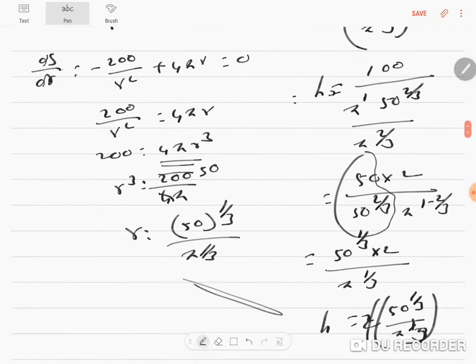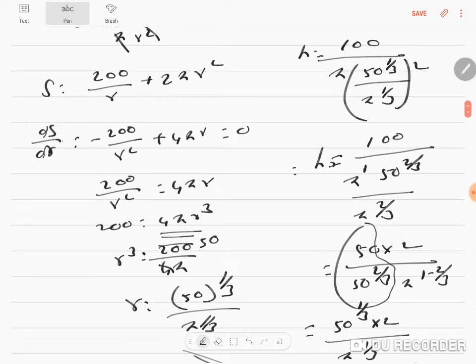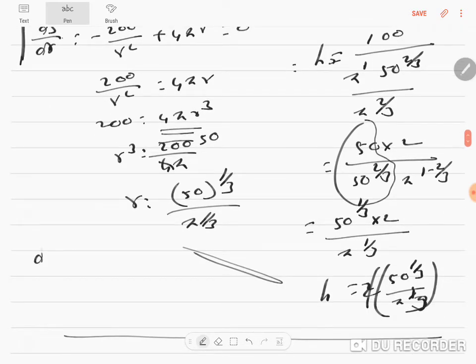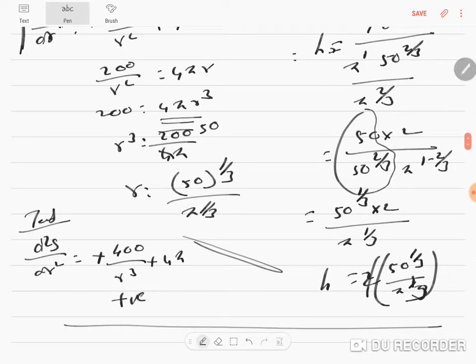Now you can go to the differentiated value and double differentiate to see if it's minima. So you are going to double differentiate, which is d square S by dr square. This is a test we will do, just half a mark. It will be plus 400 by r cube plus 4 pi, and you know the double differentiation is positive here, definitely positive. Therefore, the given function is minima.